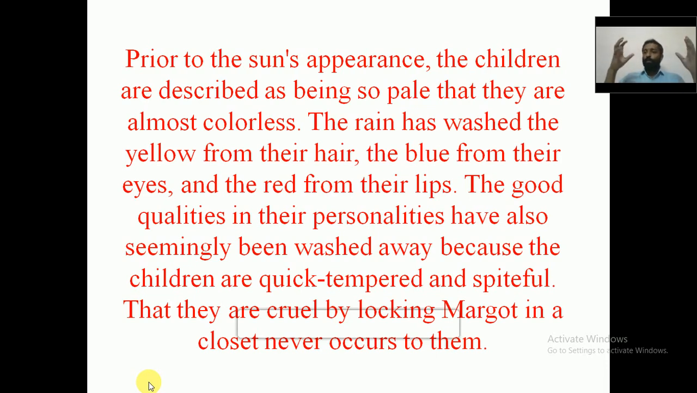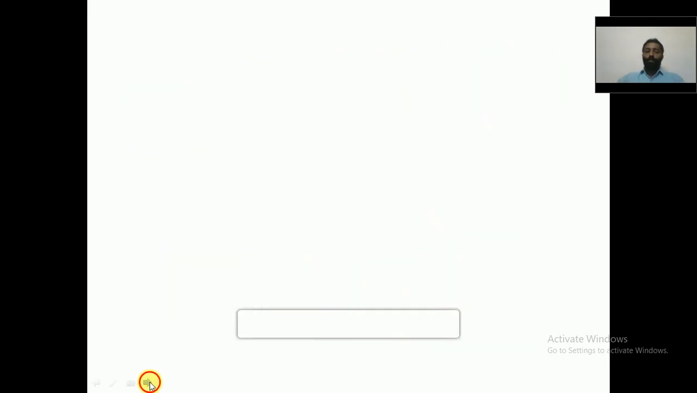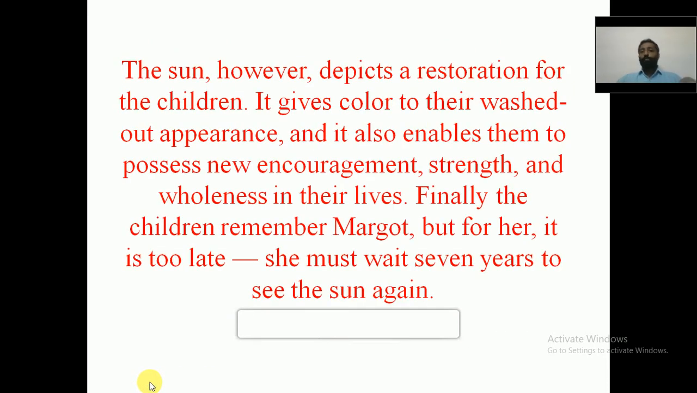Now what happens? The sun, however, depicts a restoration for the children. Now after experiencing the sun, what is the picture? It gives color to the washed out appearance, and it also enables them to possess new encouragement, strength and wholeness in their lives. Finally, the children remember Margaret, but for her it is too late. She must wait 7 years to see the sun again.